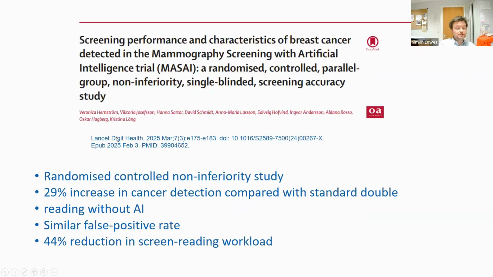This is another randomized study from Sweden that found a 29% increase in cancer detection with 1 radiologist reader plus AI compared to standard double reading without AI. The false positive rate was fairly similar using this particular AI, but they did find a 44% reduction in screen reading workload. So it ticks both of those boxes in terms of finding more cancers and reducing our workload.